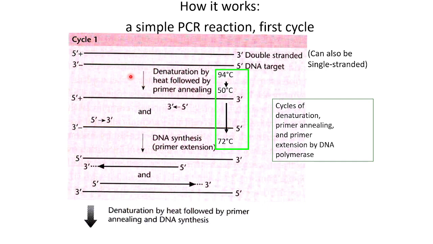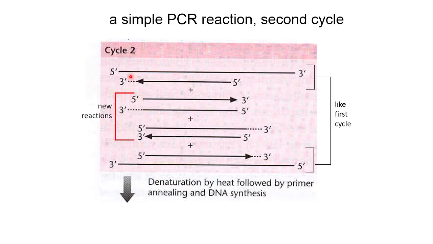We have three steps. One is your denaturation, then we have the primer annealing and the primer extension via your DNA polymerase, that is the thermostable DNA polymerase or the Taq polymerase. So you need to remember that there are three steps: denaturation, annealing, and extension. And after that, it is the same. So the same thing continues.